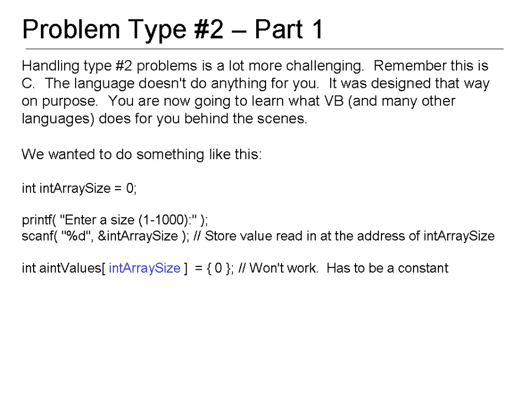Now, we wanted to do something like this from day one. We declare an integer called int array size, set that equal to 0. Then we prompt the user and say, hey, give us a size 1 to 1,000, and then we read that size in, and then we declare an array of that size. So right here we use our variable. Unfortunately, that won't work. It has to be a numeric constant. We have to hard code that value in, at least up until now.